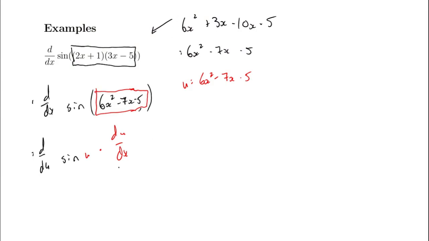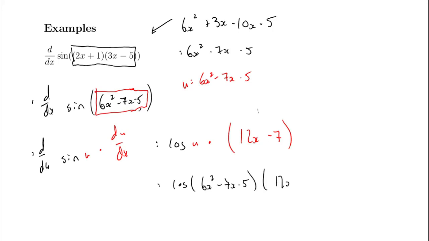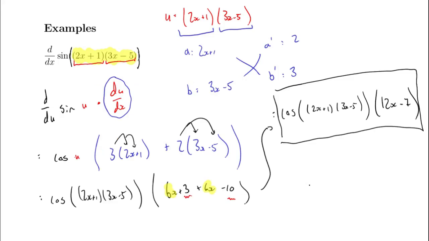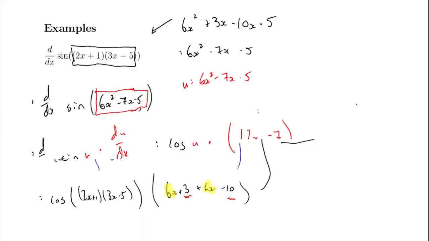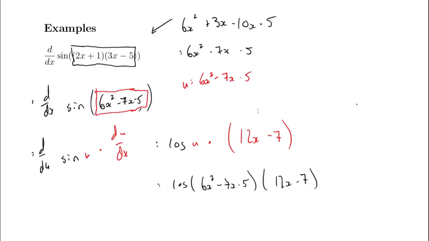All right. Now we've got cosine of u, just like before, multiplied by the derivative of u, which is really easy to see now. It's just going to be 12x minus 7. And so we have cosine of 6x squared minus 7x minus 5 times 12x minus 7. And notice that that's the same thing that we had here if we multiplied these two things out. Exact same answer. Cool. So keep an eye on that stuff. If you can multiply things without having to do the product rule, feel free to do it.